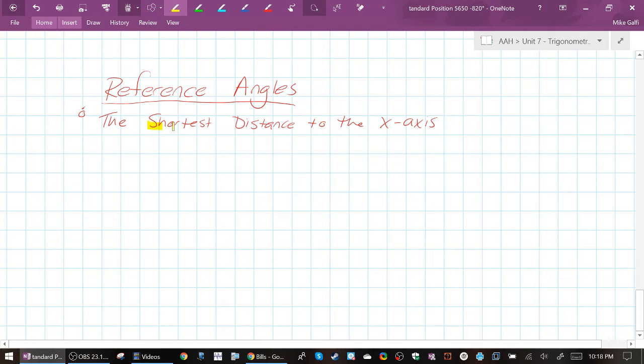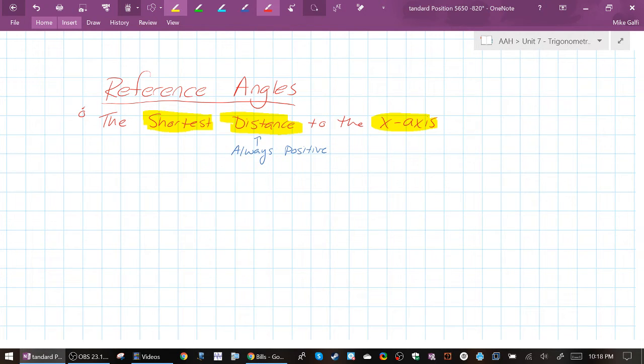Couple key phrases here. It's the shortest distance. Okay, so shortest means get to any x-axis you can as fast as you can. I use the word distance in math. When we talk about distance it is always positive. So always positive. And we're always going back to the x-axis.